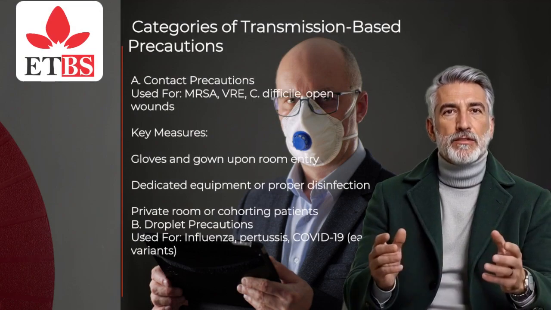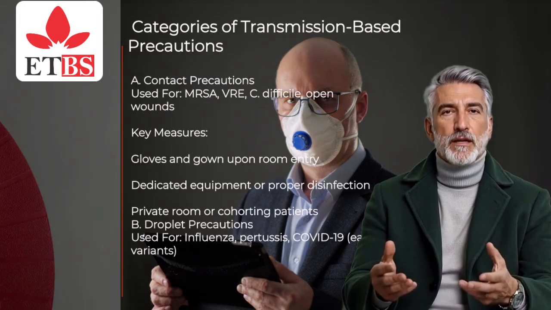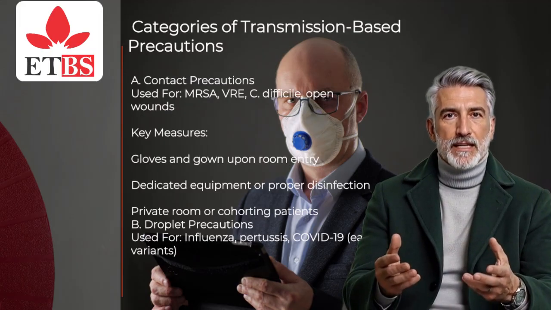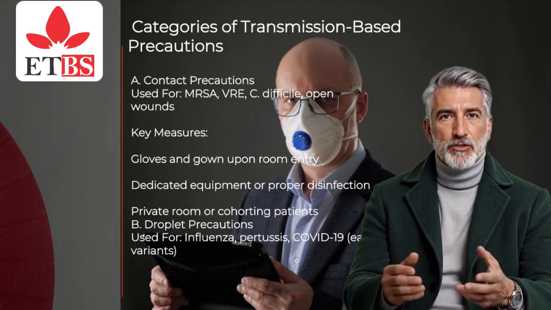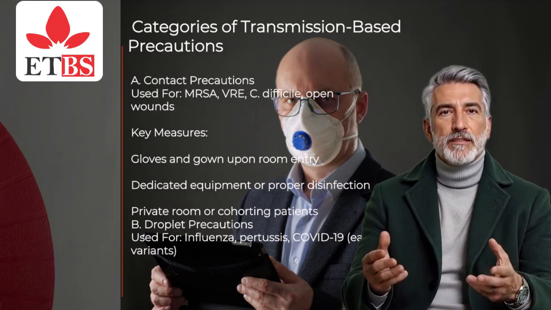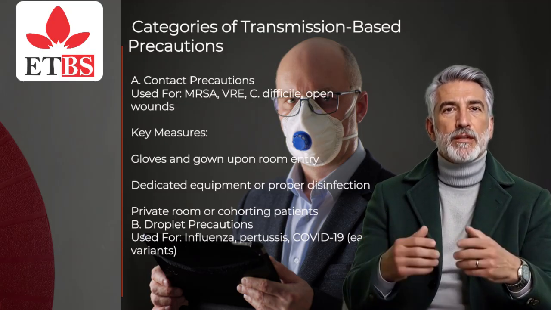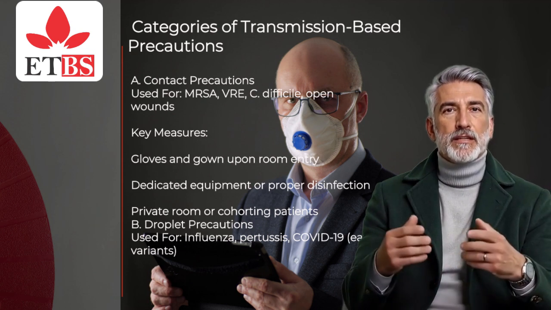3. Categories of transmission-based precautions. A. Contact precautions: used for MRSA, VRE, C. difficile, open wounds. Key measures: gloves and gown upon room entry, dedicated equipment or proper disinfection, private room or cohorting patients.